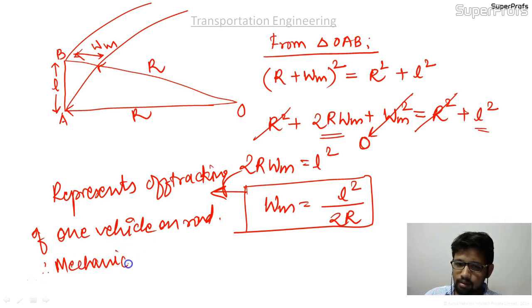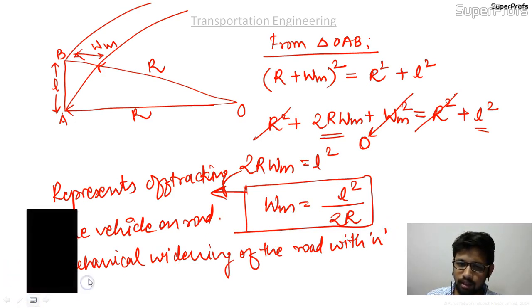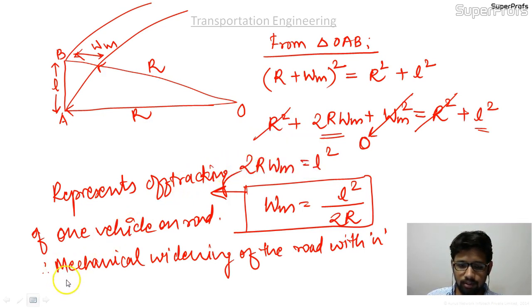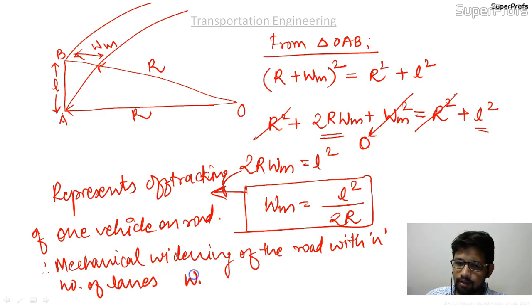And therefore the mechanical widening of the road with n number of lanes will be given by Wm equals nL square upon 2R.